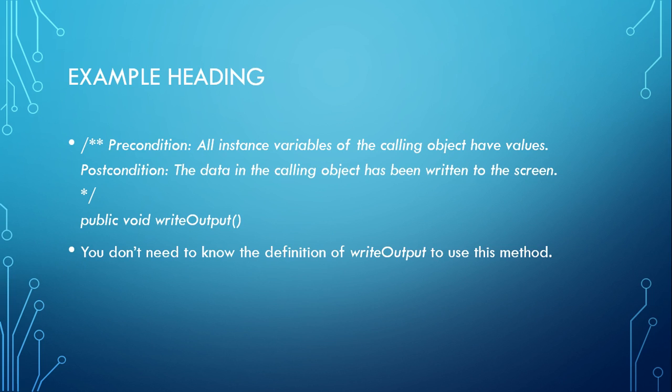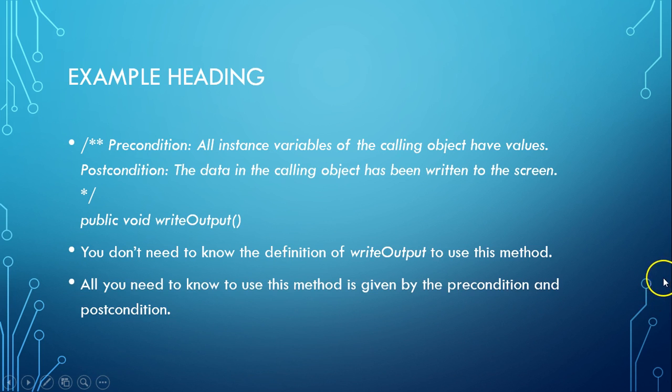Now, you don't necessarily need to know the definition of writeOutput to use this method, right? Because all you need to know to use this method is given by the precondition and the postcondition. Precondition says all the instance variables of the calling object have values, so that means that day, month, and year have to have a value. Okay, well that's true. And postcondition says the data in the calling object has been written to the screen. So that means that the data in those variables has been output. It's pretty self-explanatory. I don't have to actually look at the code and see the System.out.println statement to know that that's what's going to be in there.